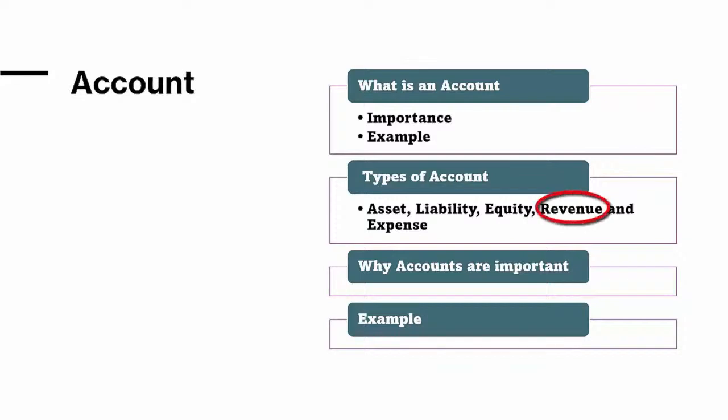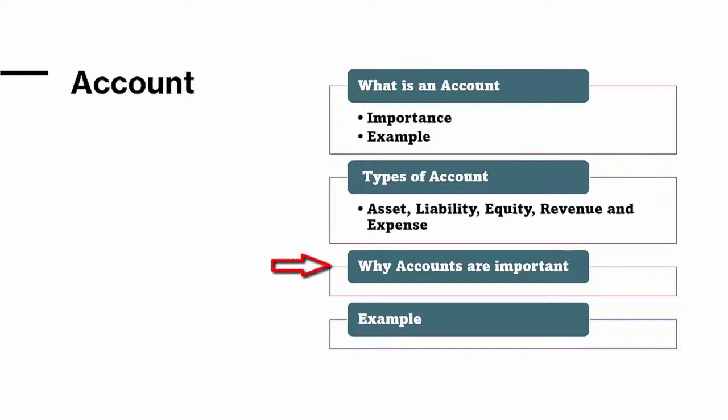4. Revenue accounts. Revenue is income earned from selling goods or providing services. Examples: sales revenue, income from sales, service revenue, income from services provided, and interest income, interest earned on investments. 5. Expense accounts. Expenses are costs the business incurs to operate and earn revenue. Examples: rent expense, utility expense, like electricity and water, salary expense, and advertising expense.